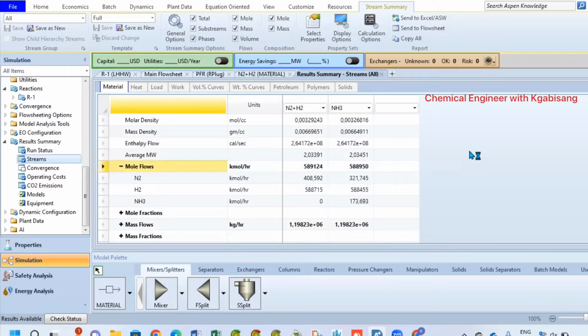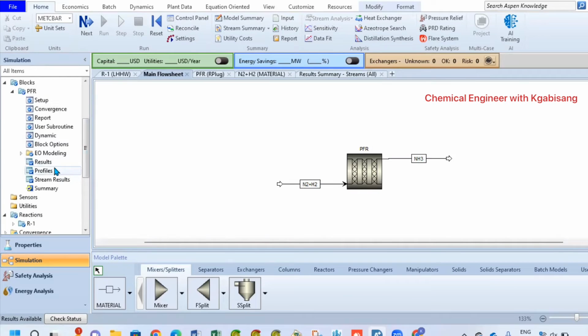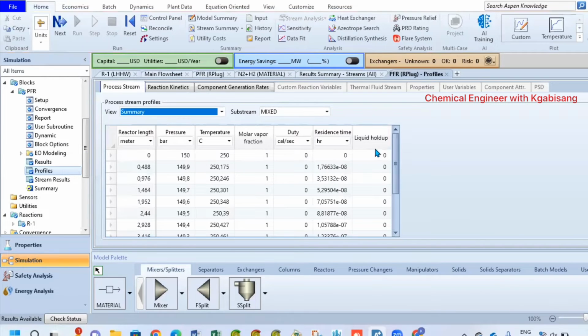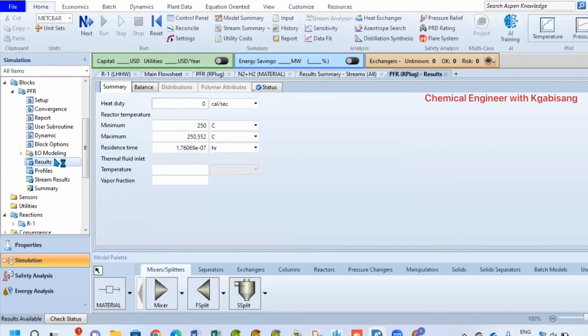Lastly, we can also analyze our profile. What it helps us with is that at every reactor length, we specified that our reactor will be 4.88 meters. It will show you different parameters such as the residence time, or the time it takes for your reaction to take place. We can also look into our residence time there. As you can see there, our reaction really does take place really quickly, super fast, in terms of hours and seconds.